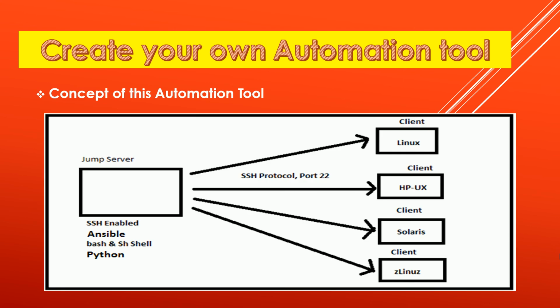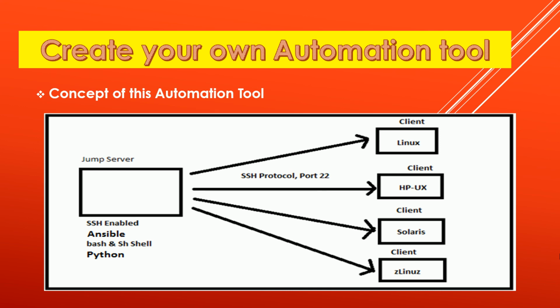The concept of this tool is that we should have a jump server. A jump server is a server in any organization from which all your client machines or servers are connected. Whether it is Linux, HPUX, Solaris, it doesn't matter. But from the jump server there should be proper communication, based on SSH and port 22. SSH, secure shell, works on port 22.